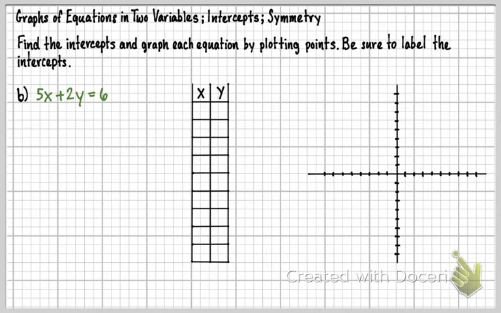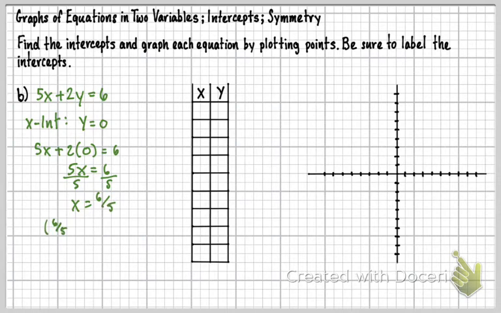So in order to find an x-intercept, that means my y is 0. So that means I'm just going to take this equation and plug in 0 for y. So this is going to be 5x plus 2 times 0 equals 6. So now 2 times 0 is 0, so I really have 5x equals 6, and I divide by 5. So here I get x equals 6/5. So my x-intercept is (6/5, 0). Remember, make sure you write it as an ordered pair.